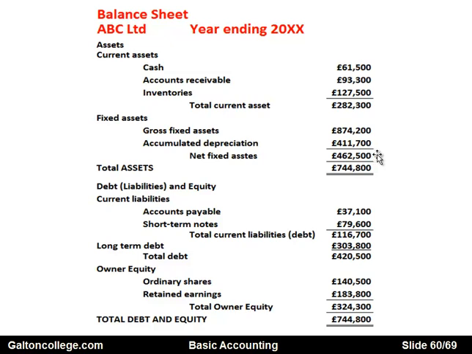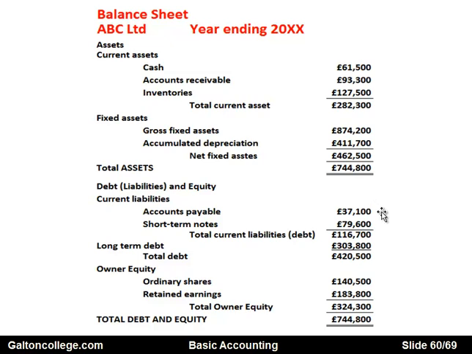Now if we add 462,500 to 282,300, we get 744,800. So that's our assets, and then we do more or less the same type of calculation, not the same calculation obviously, but the same type of thinking down here. We have debts, in this case, liabilities and equity.